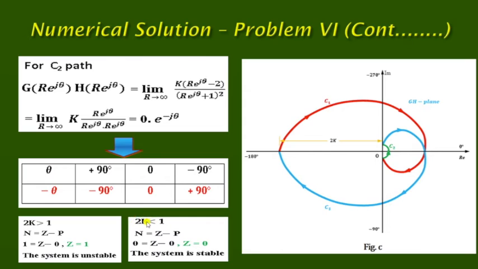If we consider 2K less than 1, that means the minus 1 plus j0 point is outside of this closed contour. So the encirclement of the minus 1 plus j0 point is 0. So N equal to 0, P equal to 0, Z equal to 0. So the system is stable. There is no characteristic zero present in the right hand side of the S-plane, that means there is no closed loop pole present in the right hand side of the S-plane.